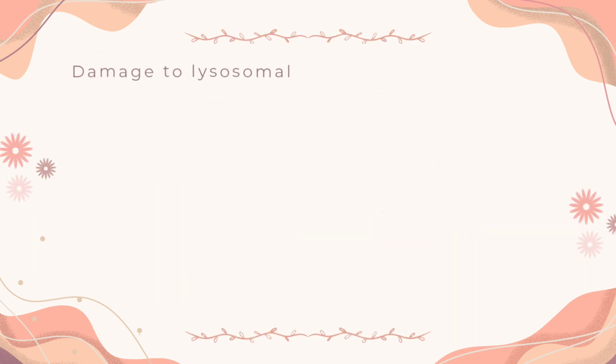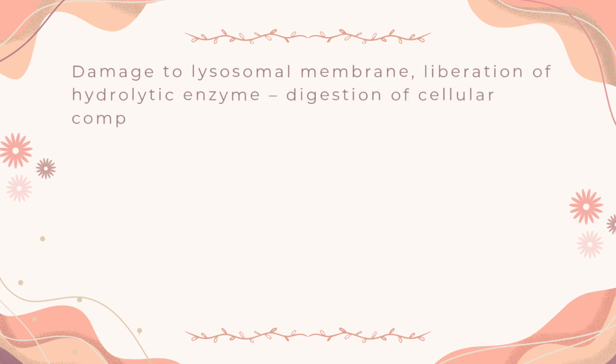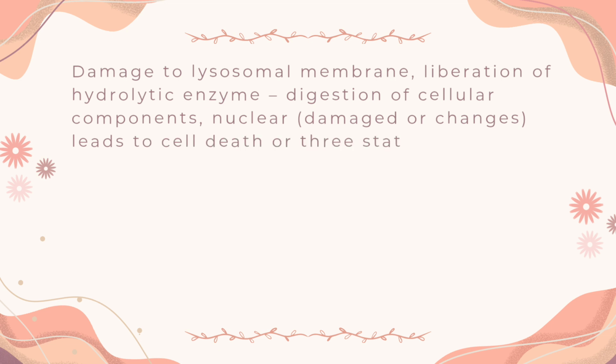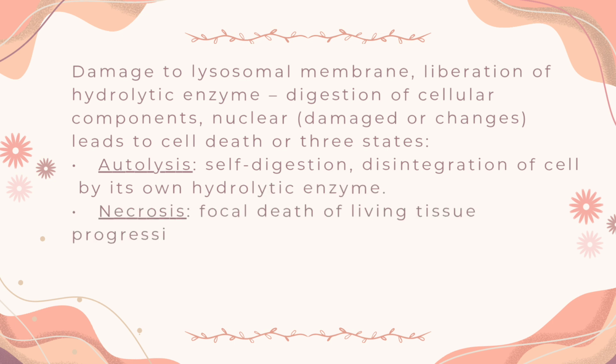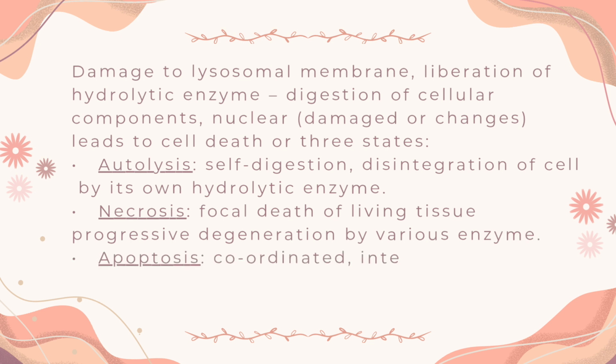Damage to the lysosomal membrane, liberation of hydrolytic enzymes, digestion of cellular components, nuclear damage or changes, leads to cell death in three ways. Autolysis, self-digestion, disintegration of the cell by its own hydrolytic enzymes. Necrosis, focal death of living tissue, progressive degeneration by various enzymes. Apoptosis, coordinated, internally programmed cell death.